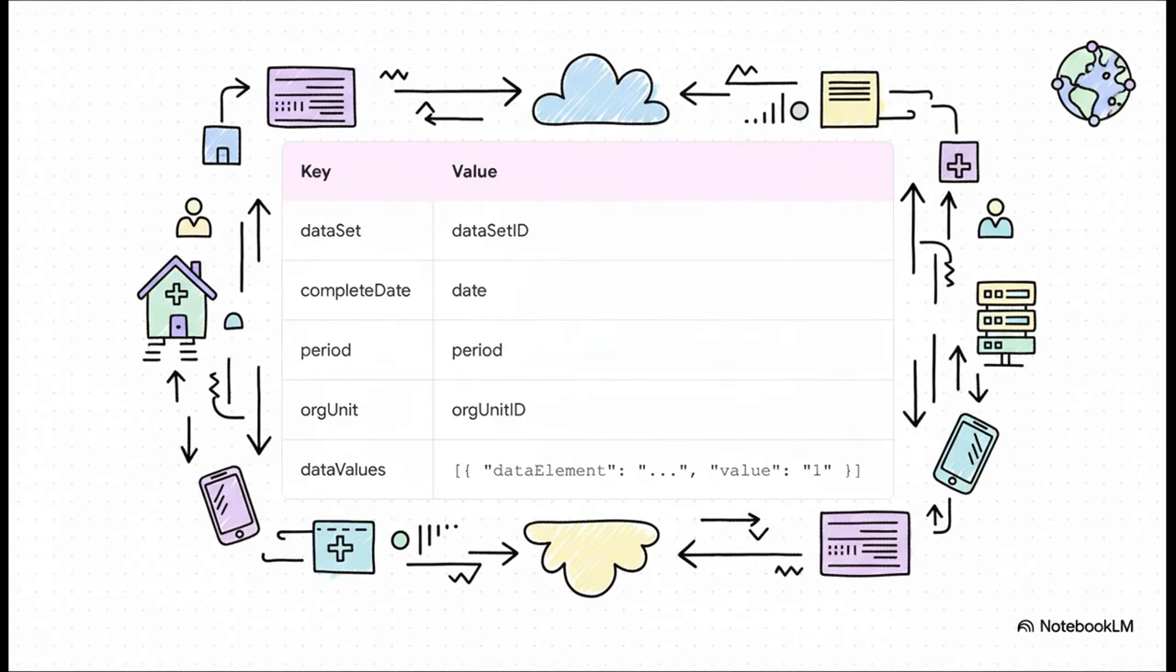And this is what that data looks like when it's all packaged up. Now, it might look like scary code, but it's not. It's just a super organized digital message. It's saying, this specific clinic for this specific time period is reporting a value of 1 for this specific thing we're tracking. Think of it as a digital postcard sent from the front lines of healthcare.